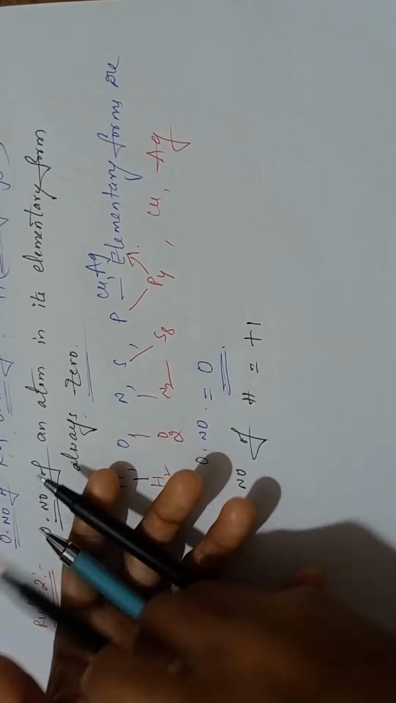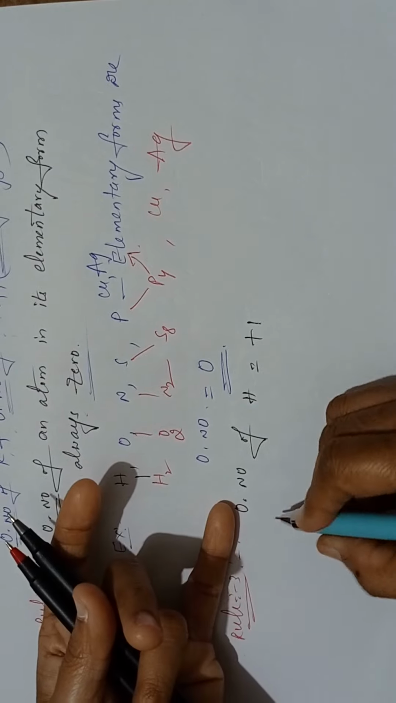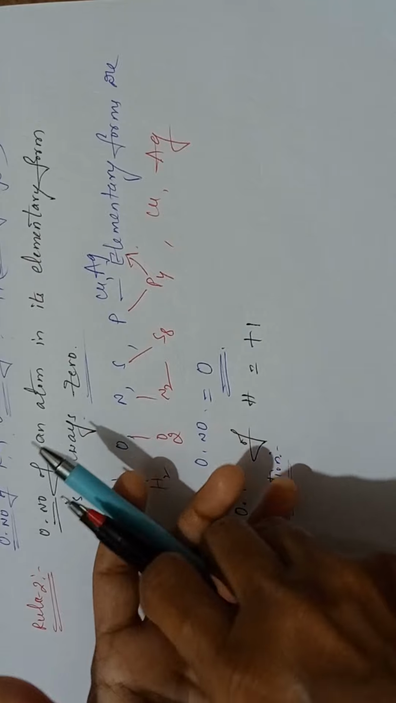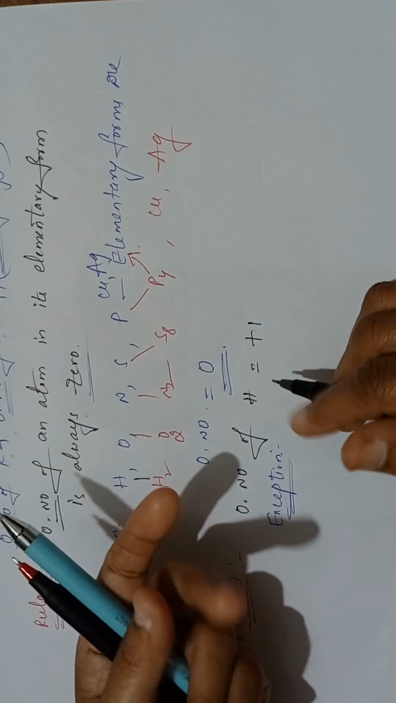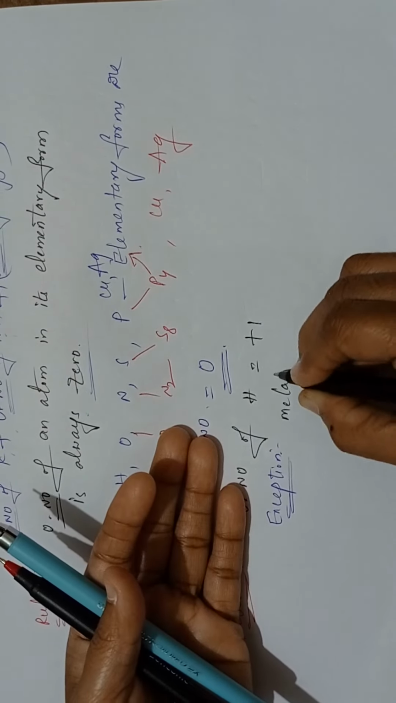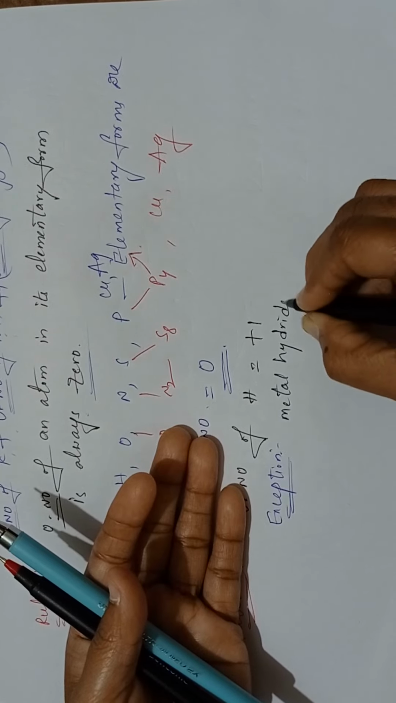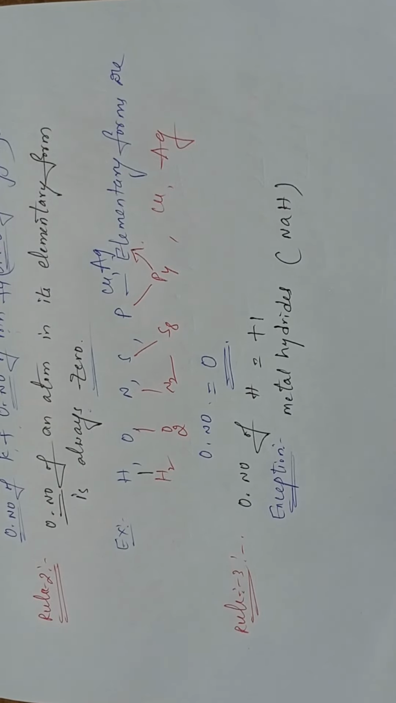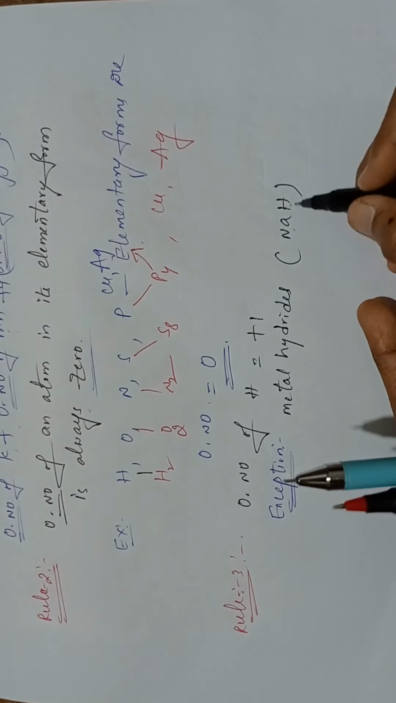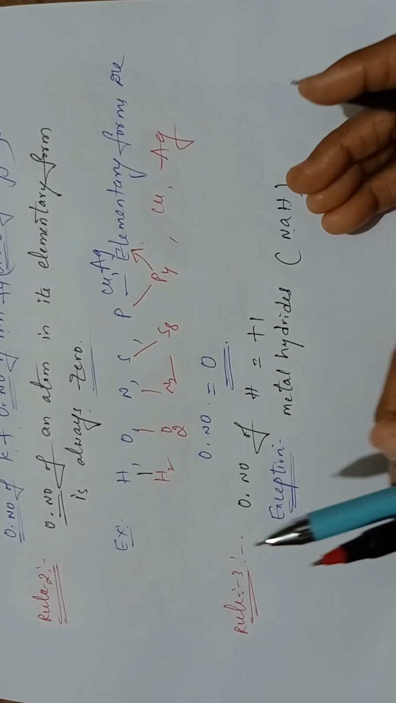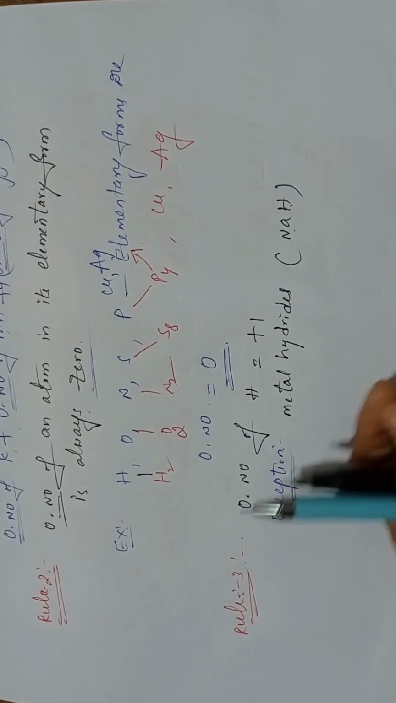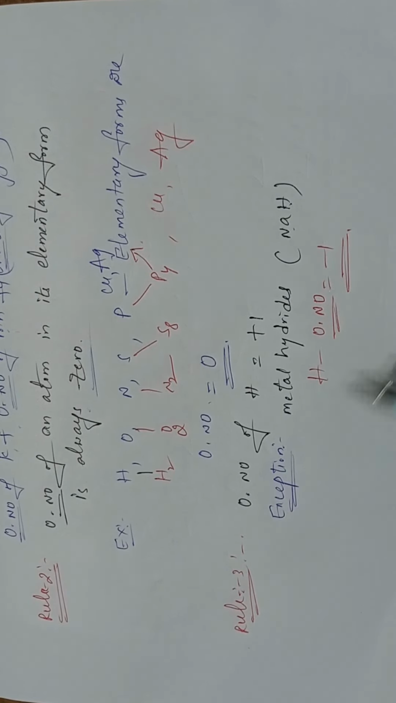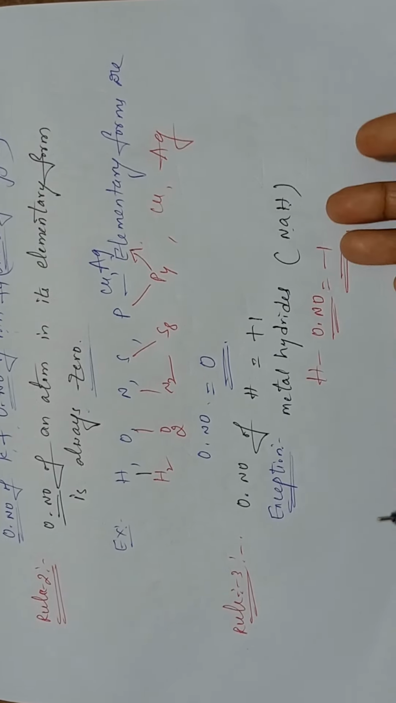But there is an exception, students. What is the exception? In the case of metal hydrides. For example, we can take sodium hydride, NaH. It is a metal hydride. In metal hydrides, what is the hydrogen oxidation number, students? Hydrogen oxidation number is equal to -1. You have to remember this is an exceptional case.